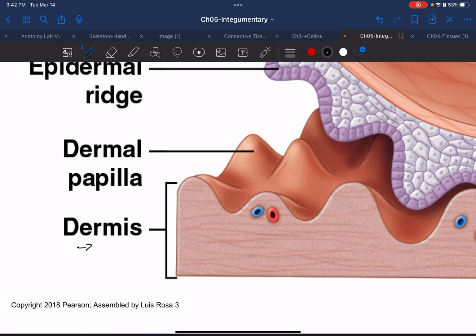And remember, you have two layers in the dermis. You have what layer? Starts with an R. Reticular and papillary.